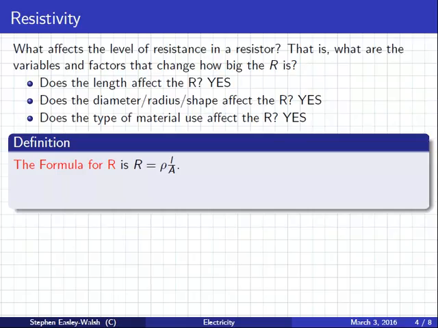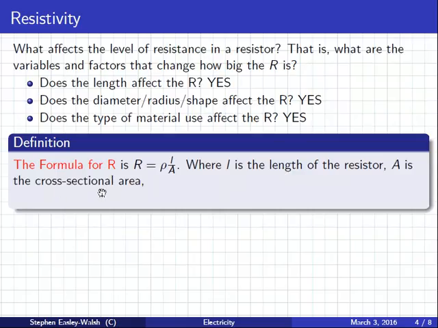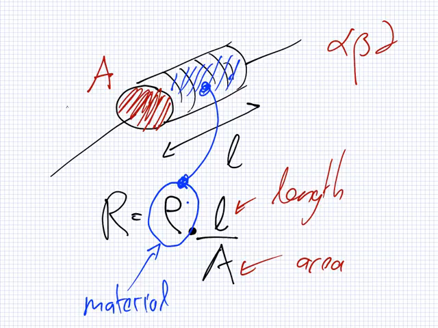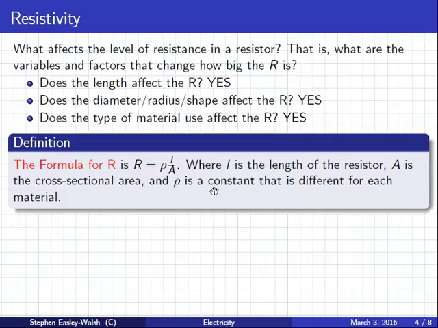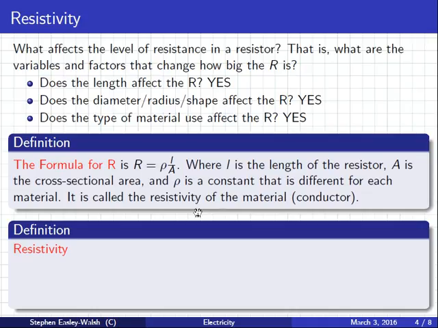Okay, did you write this formula down? Now, the L is the length, of course. And the A is called the cross-sectional area. That's the area on the face. So the more the diameter, the less the resistance. And that's the type of material. The rho is a constant that is different for each material. It's called the resistivity of the material.